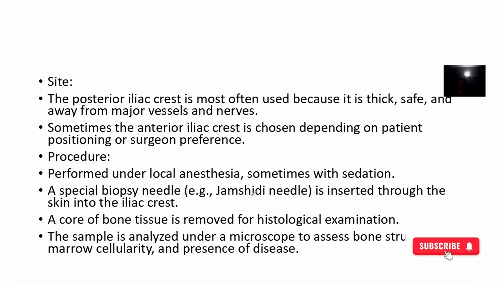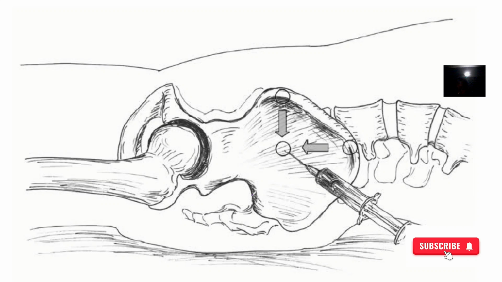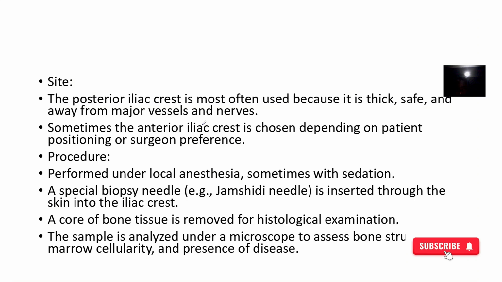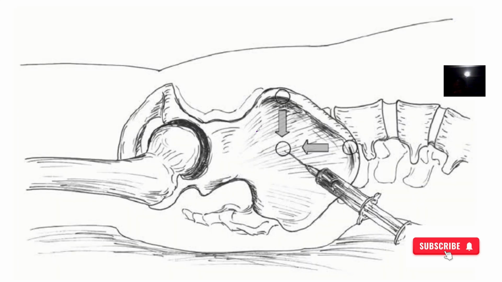So, as for the site, we say that the posterior iliac crest is the most often used site. It's often used because it's thick, it's safe, and away from major blood vessels. Sometimes the anterior iliac crest is what's chosen, depending on the patient's positioning and also what the surgeon prefers.